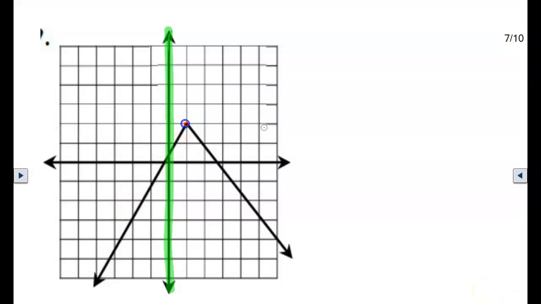Up here at this tip-top point of the V, he goes back to the y-axis right there. And then all of these points trace back to the y-axis. You can trace all of these back. So we've got to look at it from both sides of that V.